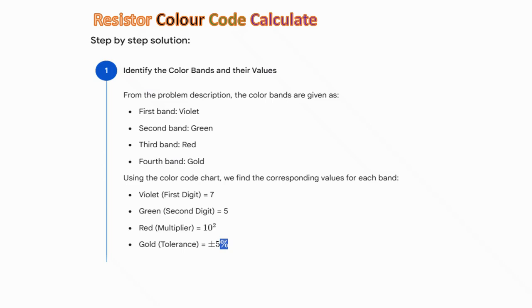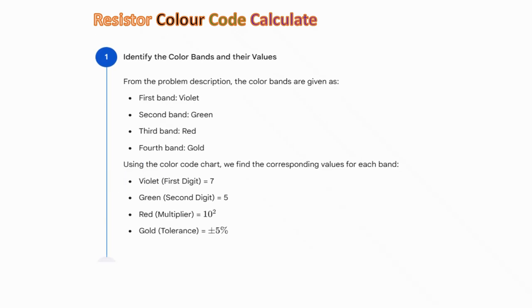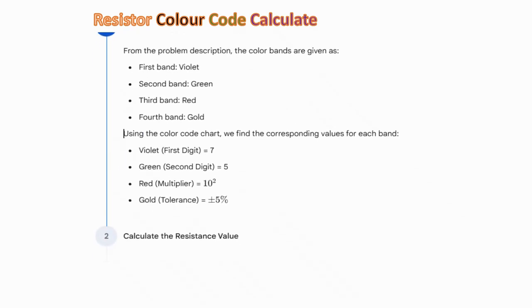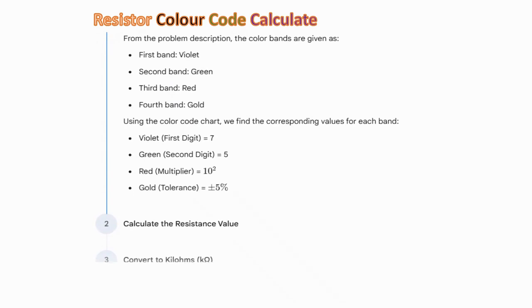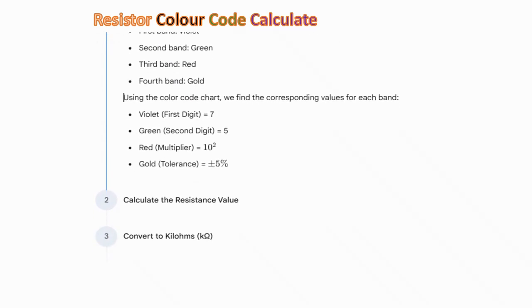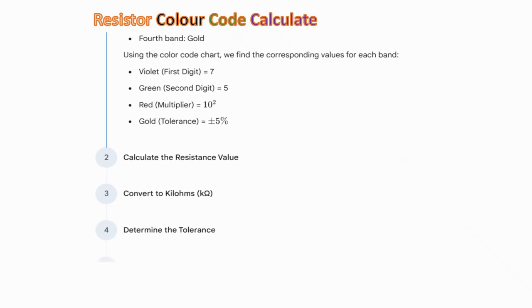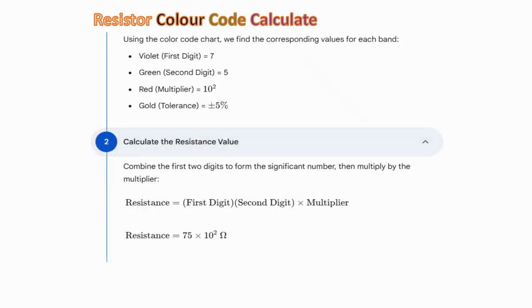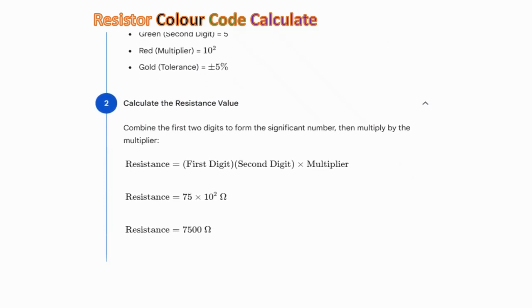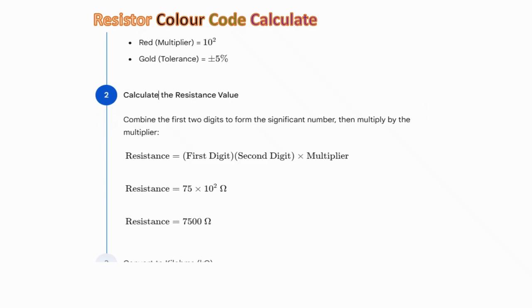Okay. So by following the steps, first we calculate the value of resistance. Okay. So what to do? By using this step, we get the color code and the value of resistance. The next step is the value of resistance. Okay. We follow the process: the resistance value equals the first digit, which means violet, the second digit is the green, and then multiplied by the multiplier color.